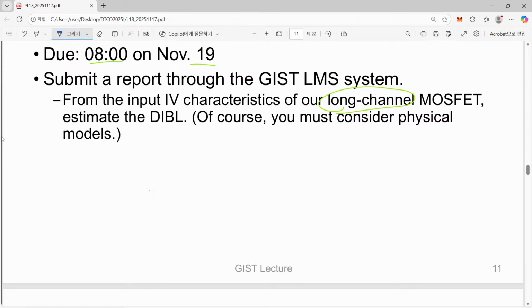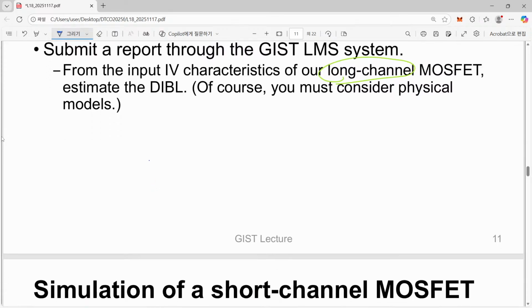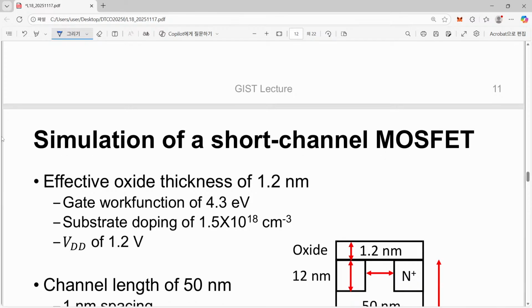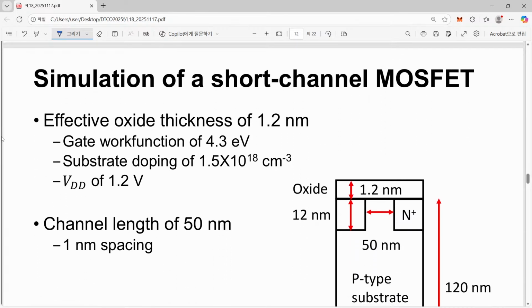That is required. So please spend a sufficient amount of time to perform the basic long channel one. Our main topic is the short channel MOSFET one, because actually the one you have to simulate is really short channel. Will you simulate long channel in your term project?